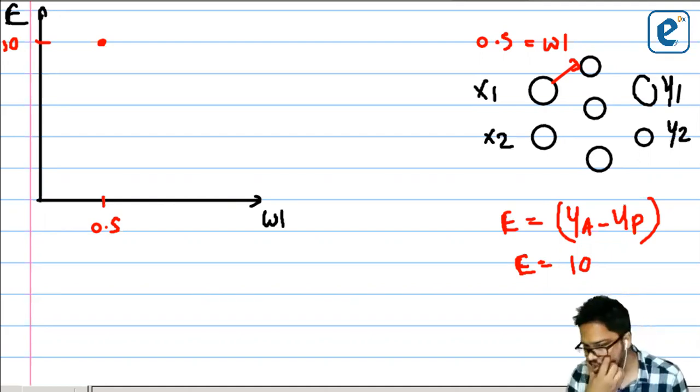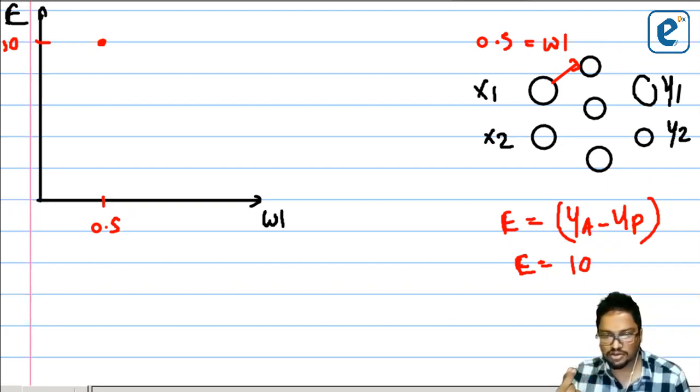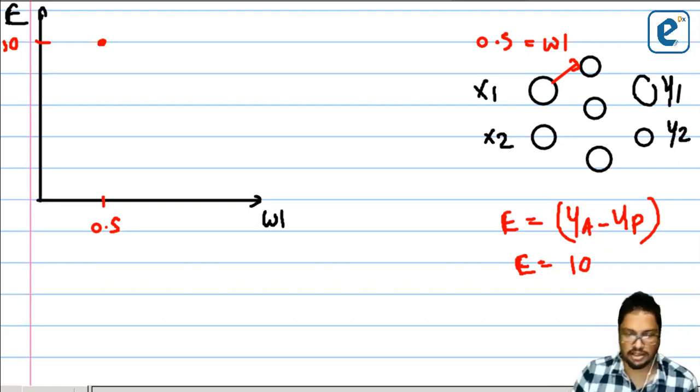Do I need to decrease the weight one or increase the weight one? So we say decrease. No, we can't say exactly. Right? We can't exactly say.